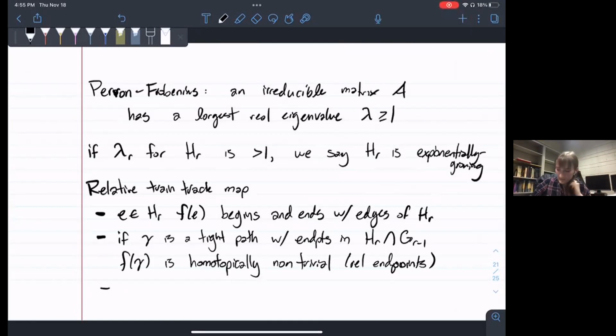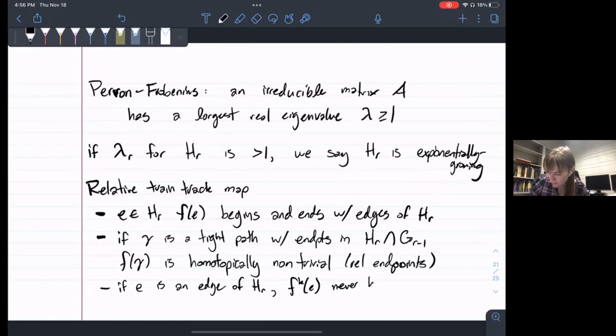And the last condition is really the important one. It says that if E is an edge of H_R, then f to the k of E, so there might be some cancellation, some backtracking in this path, f to the k of E, but it never has any cancellation in H_R itself.